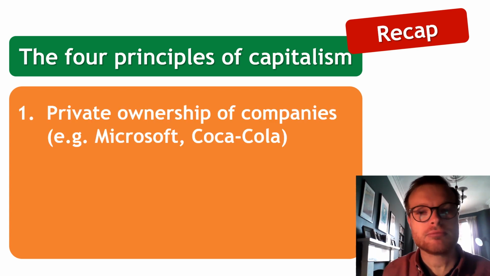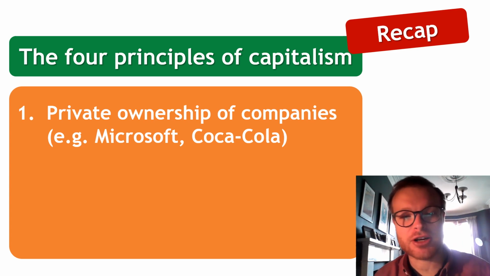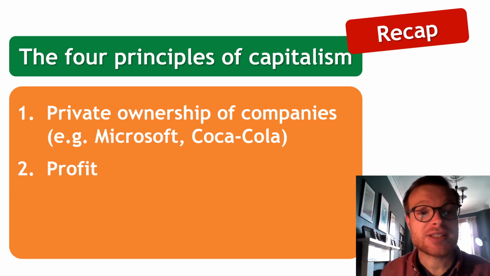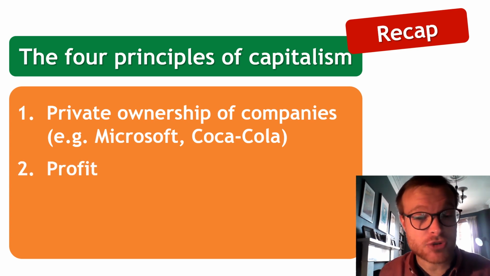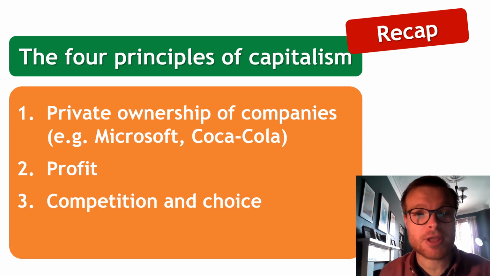Okay, so remember the key thing with capitalism is private ownership of companies. So the government doesn't own the company, individuals do. You could go out and buy a share in Microsoft or buy a share in Coca-Cola. You would own part of that company. The second is, remember, it's all about making money. So the same people who own the company, their aim is to try and make as much money as they possibly can. So that's one of the key principles of capitalism.